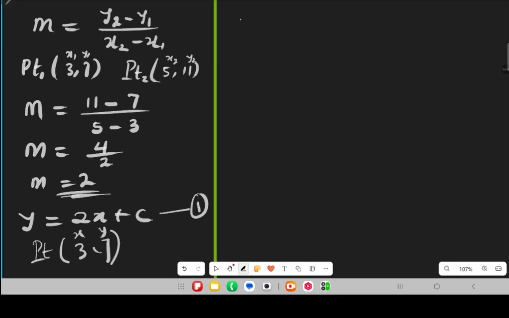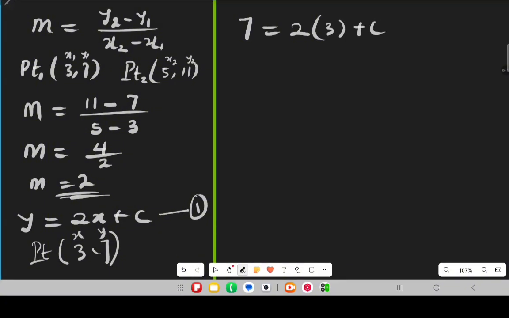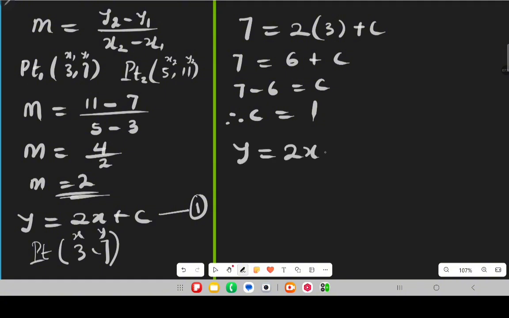In place of y, we put 7, equal to 2 times, in place of x, we put 3, plus c. If we evaluate, we have 7 equals 6 plus c. When we collect like terms, we have 7 minus 6 equals c, therefore c is equal to 1. Now we've gotten the value of c, we substitute c equals 1 in equation 1. Equation 1, y equals 2x plus c, with c replaced by 1, gives y equals 2x plus 1. This is the equation of the straight line.